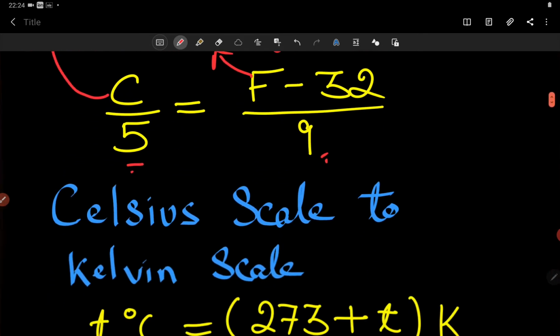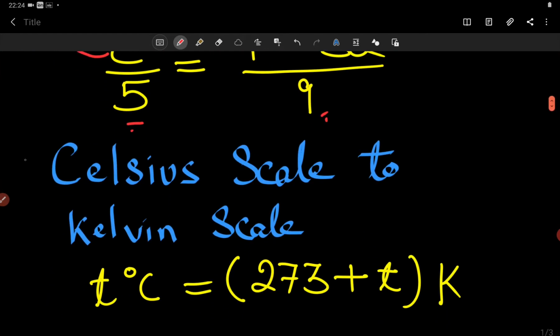And the second one is the Celsius scale can be converted into the Kelvin scale by using this particular formula, where T degree Celsius, which represents the temperature in the Celsius scale, equals 273 plus T Kelvin. So we have to use this particular formula to solve the numerical problems. Let us try to solve one.